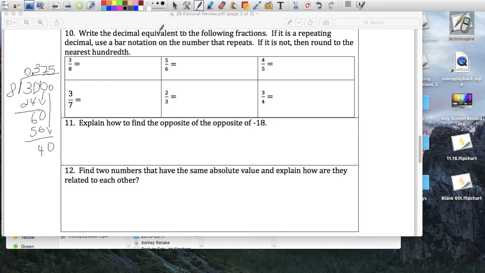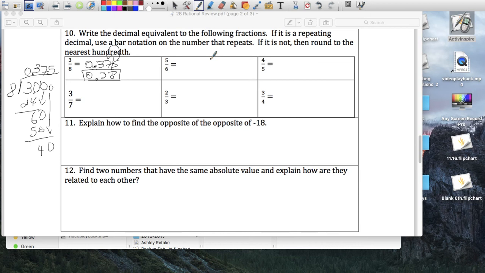So because it says if it's not repeating, I want you to round to the nearest hundredth. So 3 over 8 is the same thing as 0.375. But you want to round that to the nearest hundredth, which means we only need 2 decimal places. Make a little cut here. And does the 5 have a little power to move that 37 up? It does, and you move to 38. So this is my final answer.